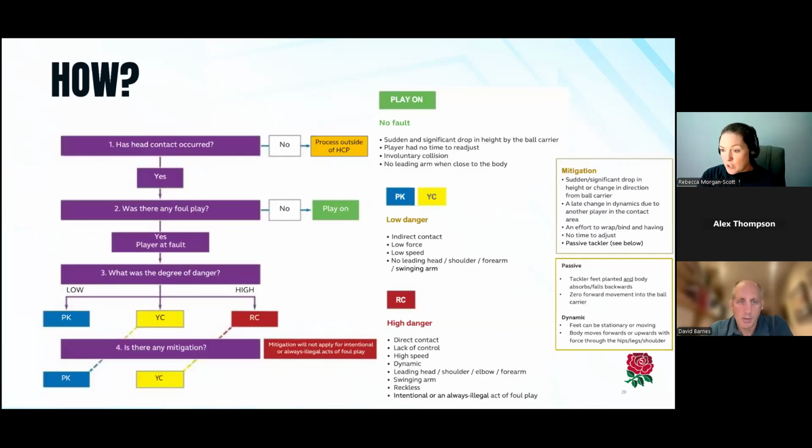Dave, I'm going to hand back over to you for the HCP, if that's okay. Thank you, Becky. I'm just going to touch very slightly on the HCP, the head contact process. This is World Rugby's way of assessing a red card.